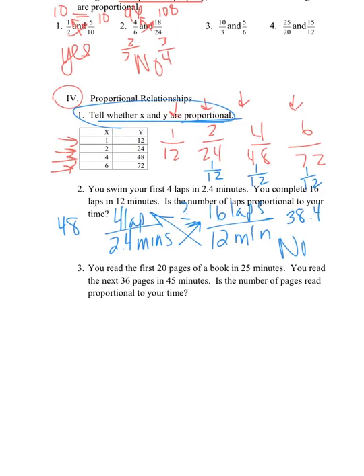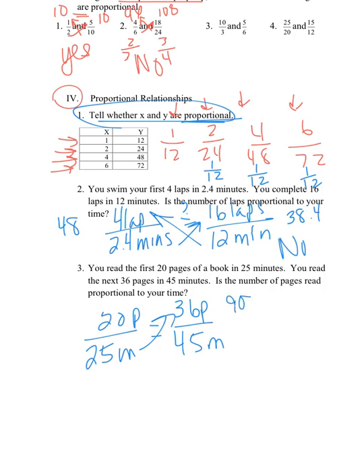And then in this last example for proportionality, you like to read. At first, you are reading 20 pages in 25 minutes, and then the next day you're going to read 36 pages in 45 minutes. Is my rate the same in these? Am I reading at the same pace? So use your cross products again. Multiply, you get 900 this way. Multiply, you get 900 this way. Yes, you are. 20 pages in 25 minutes is the exact same thing as reading 36 pages in 45 minutes.